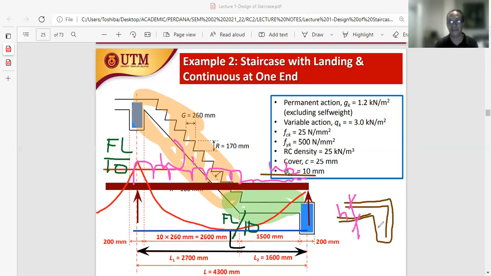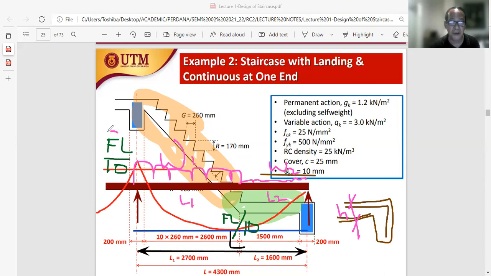Okay, the H. So when we combine these two loadings together, we have W1 and W2 represented in a single span, in the same span. And let's say the span for W1 is L1 and the span for W2 will be L2.